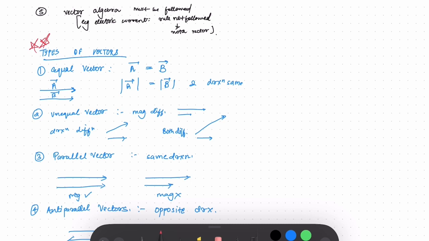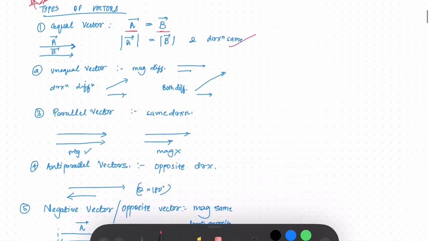So, types of vectors, for example, equal vectors. What do you understand by equal? Vectors having equal magnitude as well as the same direction. So vectors A and B have the same direction and the same magnitude, so they are equal vectors. Then the second is unequal vectors.